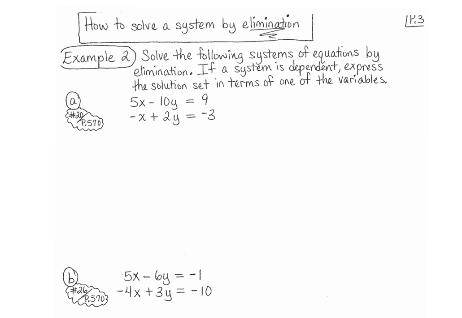So now we want to solve systems by elimination, using the method of elimination. We want to solve the following systems of equations by elimination. If a system is dependent, meaning you have infinitely many solutions, express the solution set in terms of one of the variables. In our first system, we have 5x minus 10y equals 9. Our second equation, we have negative x plus 2y equals negative 3.